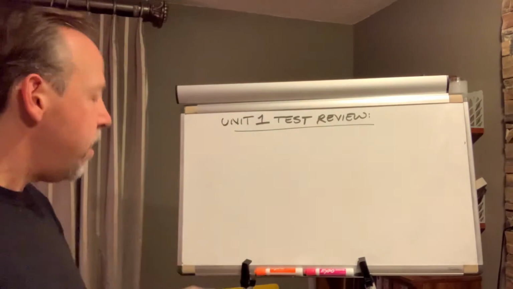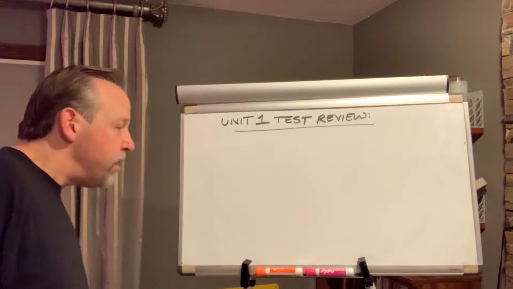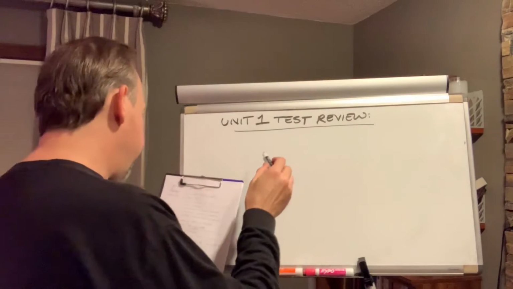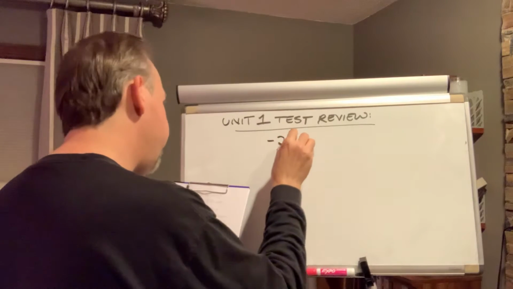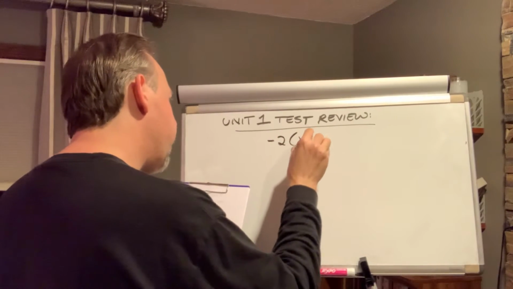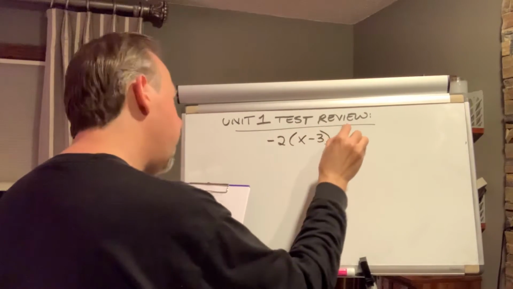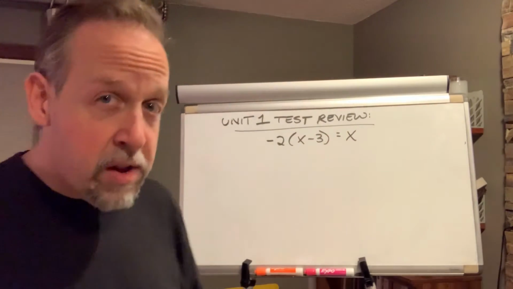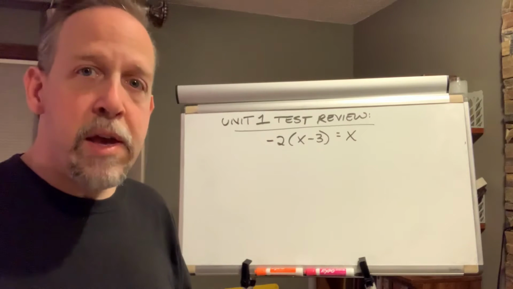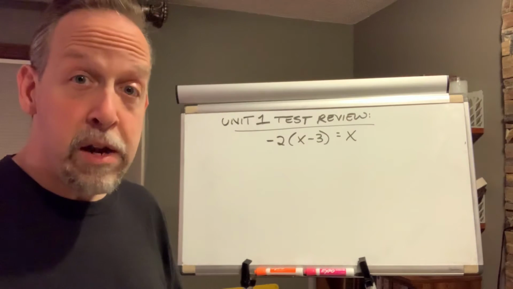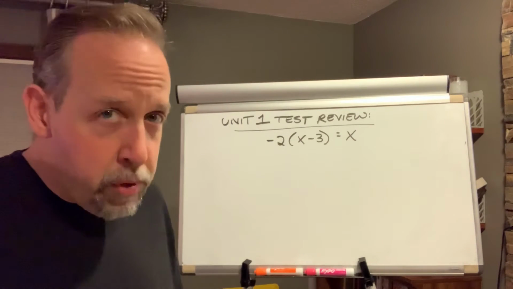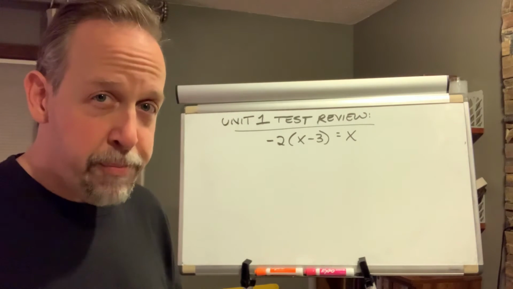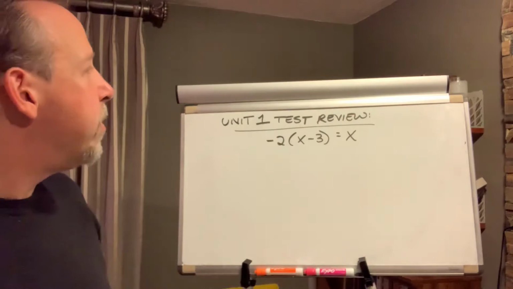Now, let's do an example or two. Let's try this one, ready? Here's a proof. So here's the problem. -2 parentheses x minus 3 equals x. Let's solve this one as though it were a proof, just like we had in the first quiz. Pause the video, solve the problem, play the video to check the answer. Do that now.